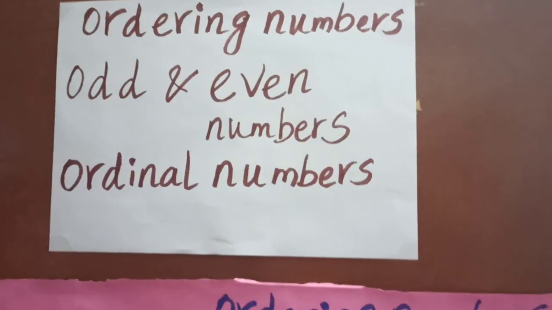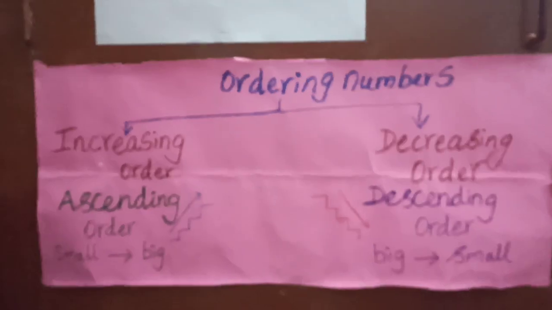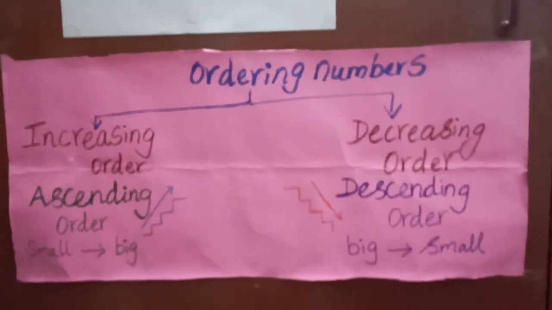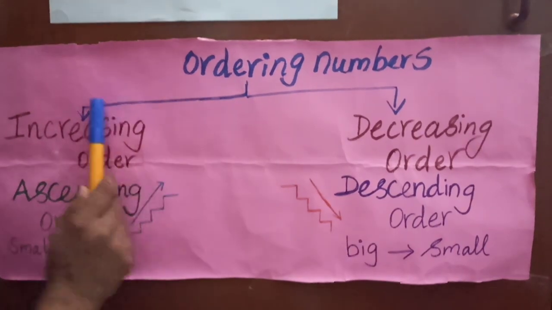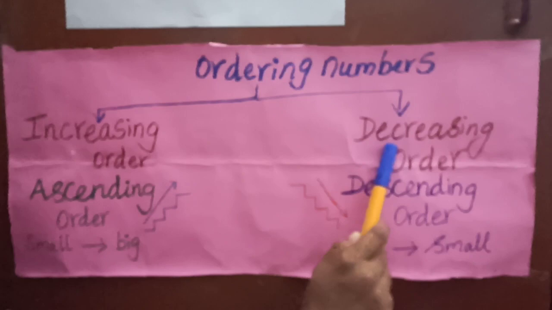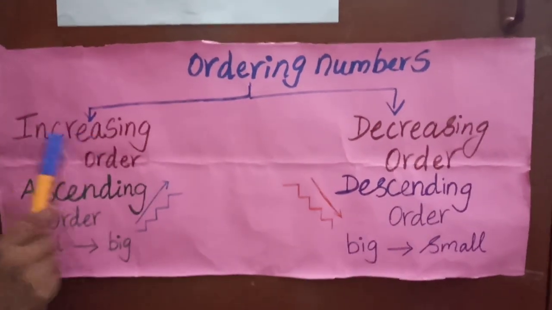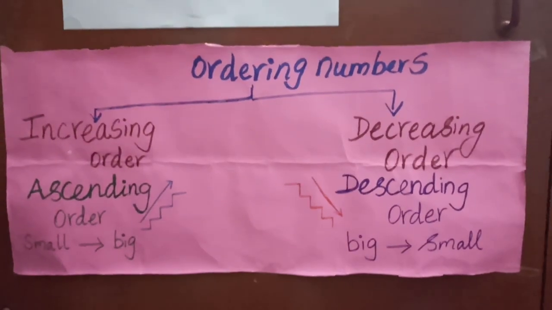Ordering numbers. First we are going to see about ordering numbers. See this very carefully. This is such an important topic. Ordering numbers are divided into two categories. One, increasing order. Another one is decreasing order.